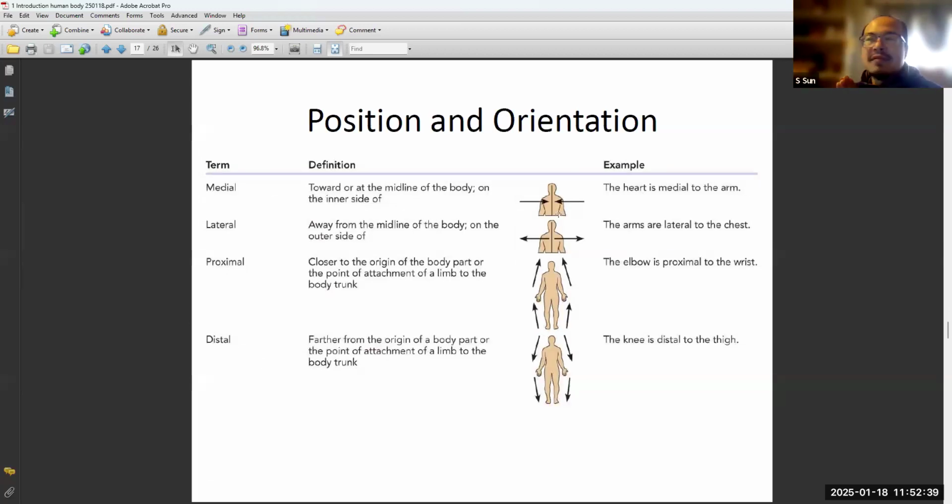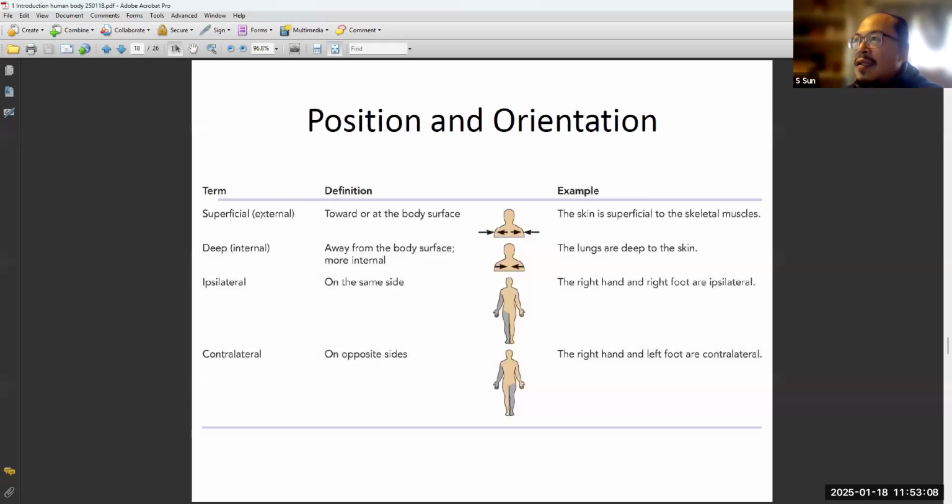Medial, moving toward the medial, that's the middle. Lateral is the side. Proximal is close by. It depends on which object you refer to, right? Same thing with distal, which depends on which object you are talking about. Distal means away. Superficial means more like the skin, and peripheral means outer, not central. Deep or internal is the deep portion.